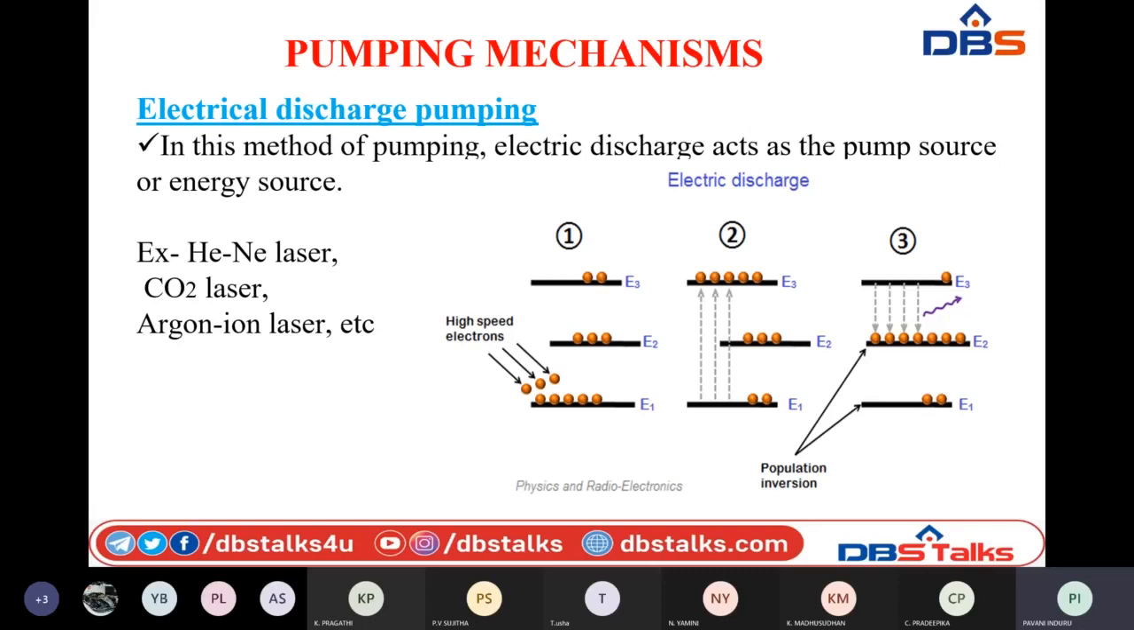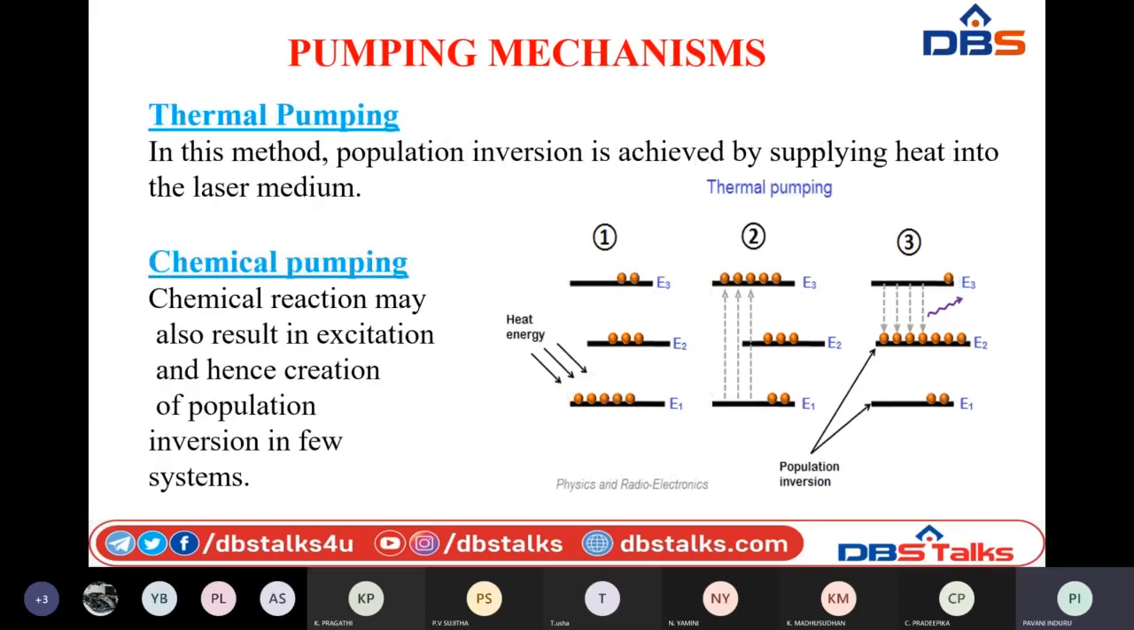And another procedure is thermal pumping. In this method, instead of using electric discharge, we are going to supply thermal energy, that means heat energy. That means we are going to heat the material. Whenever extra heat energy is supplied, the atoms present in E1 absorb that heat energy, they are excited and go to the excited state E3. Similarly, they fall back to E2 and then population inversion is achieved between E2 and E1, and the chance photon is going to trigger the stimulated emission process.